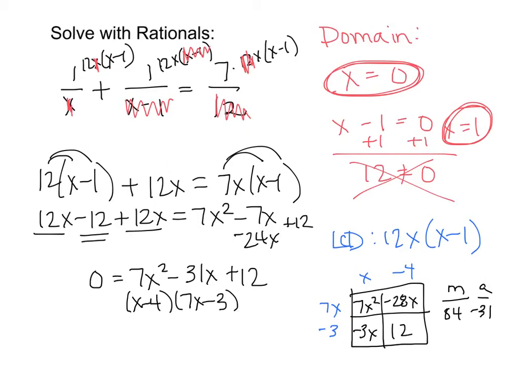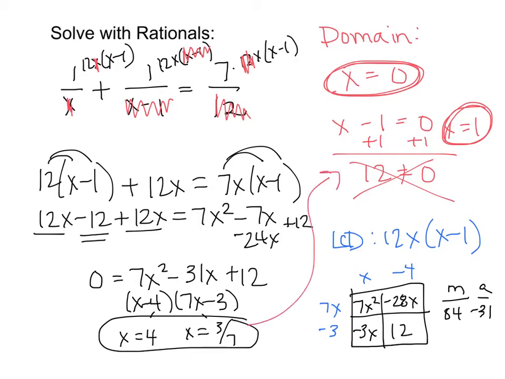When I set both of those equal to 0 separately, I get x equals 4 and x equals 3/7. Now, since neither one of those are in my domain, both of those are my acceptable answers.